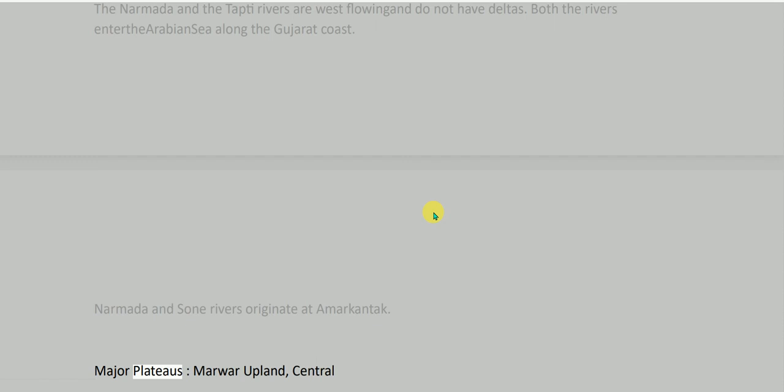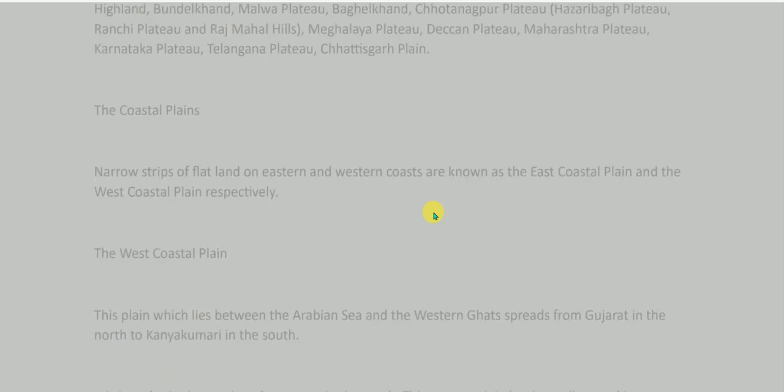Major plateaus: Marwar Upland, Central Highland, Bundelkhand, Malwa Plateau, Baghelkhand, Chotanagpur Plateau, Hazaribagh Plateau, Ranchi Plateau and Rajmahal Hills, Meghalaya Plateau, Deccan Plateau, Maharashtra Plateau, Karnataka Plateau, Telangana Plateau, Chhattisgarh Plain.